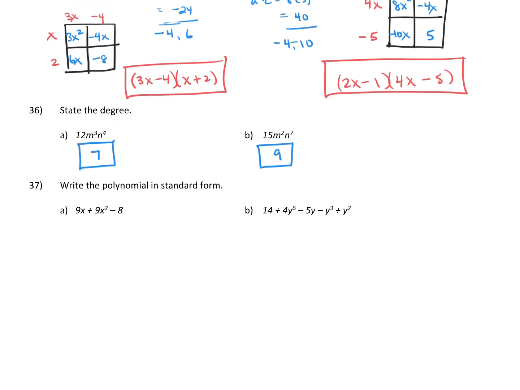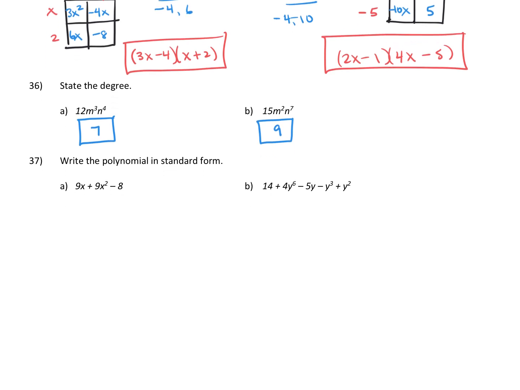All right, number 37, write the polynomial in standard form. So standard form is just proper order with making sure all your like terms are combined. So proper order will start with the highest exponent, and your exponents will go in descending order. So what I do is a quick scan to find the highest exponent, and I can see it says x squared. Are there any other x squareds for this to combine with? There aren't. So that 9x squared is going to be our leading term of this polynomial.